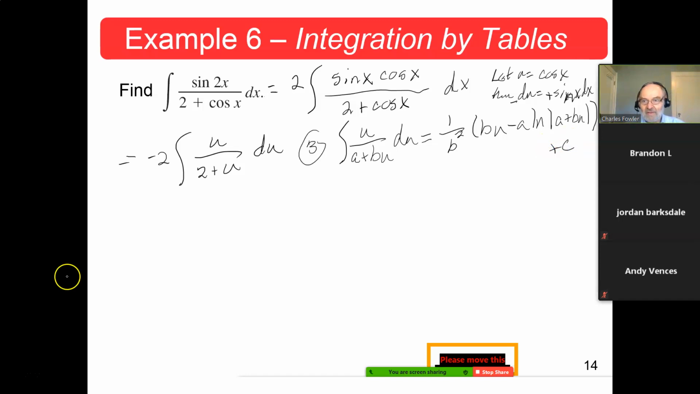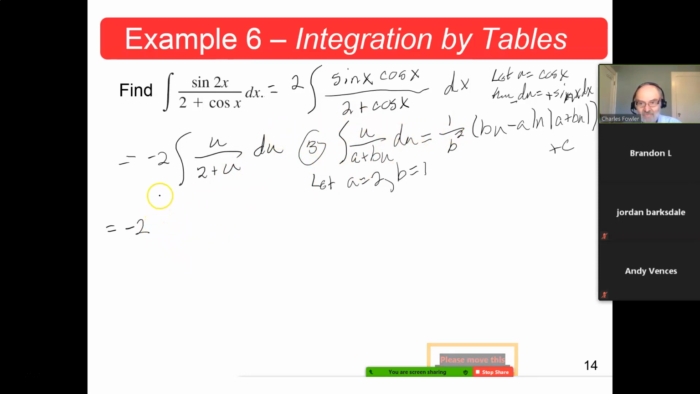Okay, now in our case over here, we have the minus 2 in front, but we want to let u equal u. That's going to be fine. Let a equal 2 and b equal 1. There's the 2. The coefficient of u is 1. Going to be a pretty simple substitution here. Minus 2, don't forget that. So let's write down what we have here as our answer.